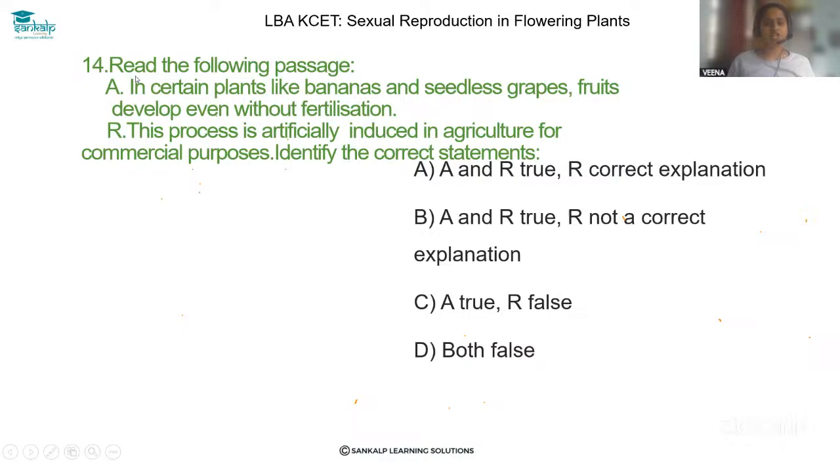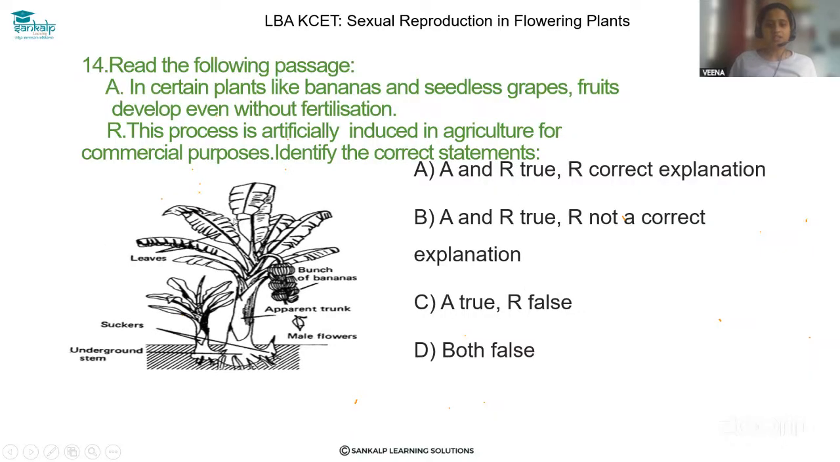Let's solve question 14. Read the following passage. Assertion: In certain plants like bananas and seedless grapes, fruits develop even without fertilization. Reason: This process is artificially induced in agriculture for commercial purpose. Identify the correct statement. Dear children, there is a process called parthenocarpy, and such fruits are called parthenocarpic fruit.